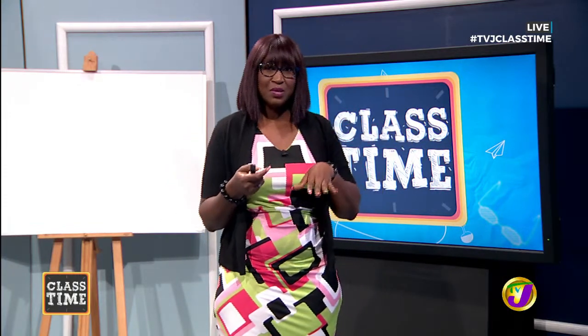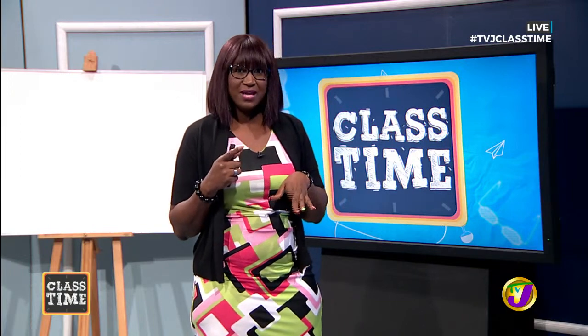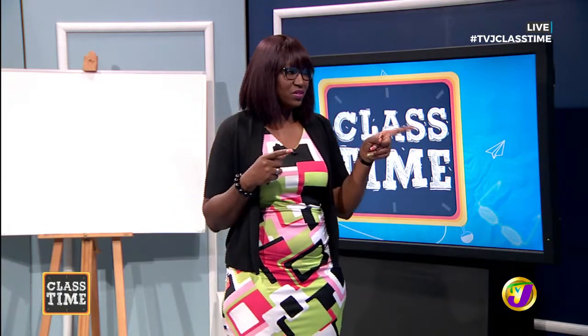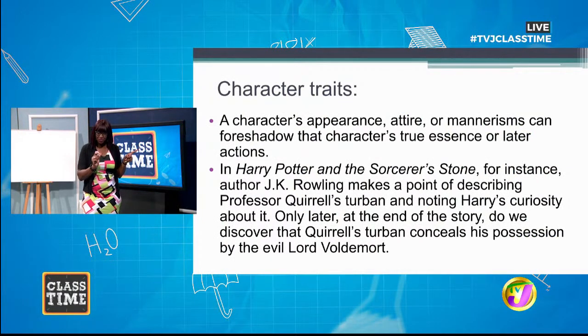So we have this example here, and I'm going to be honest, I never initially knew this. So this is why it's important for you to read, because in watching the movie, this did not come out, but in reading the book, it would have come out. So the example is, in Harry Potter and the Sorcerer's Stone, it says that Professor Quirrell's turban is described. The writer makes sure to describe it, and she also makes sure to talk about Harry's curiosity about it. And then it is later that we discover that that turban is being used to hide something.